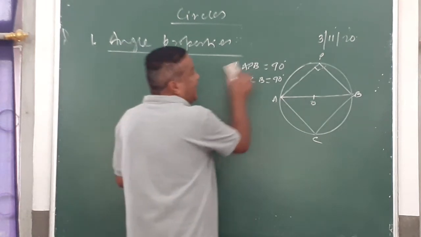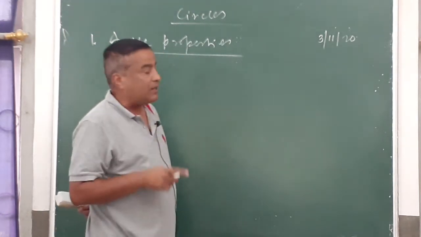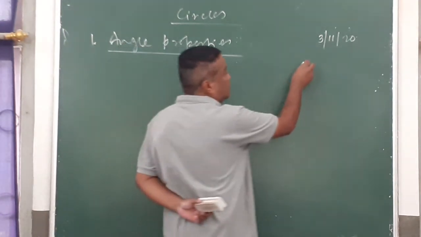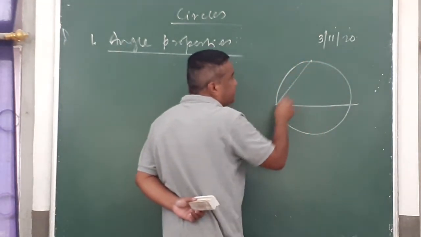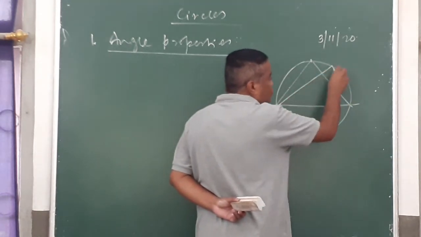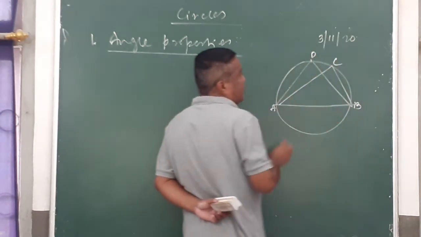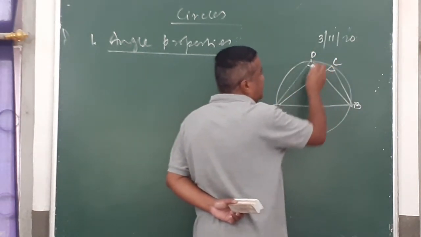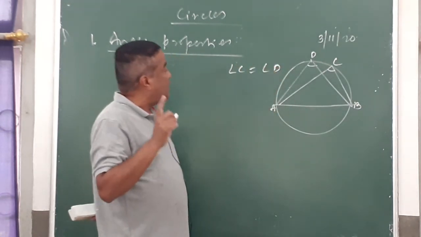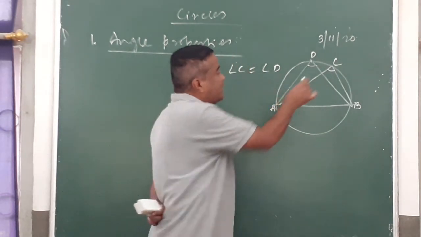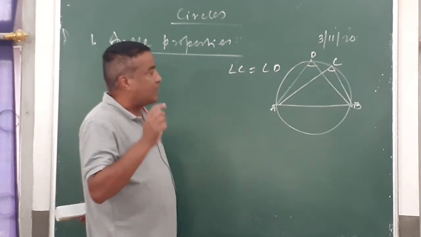Number 3: angle in the same segment of a circle are equal. What did I say? Angle in the same segment of a circle are equal. Suppose this is a circle. These two angles are always equal, A, B, C, D. It means angle C and angle D are same. Angle C equals angle D. All these theorems are important. You have to write the reason why these two angles are equal. Reason is angle in the same segment of a circle are equal.